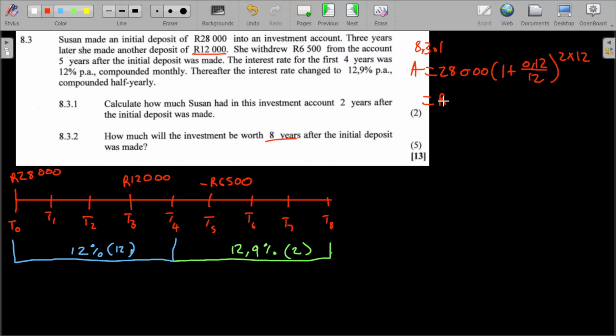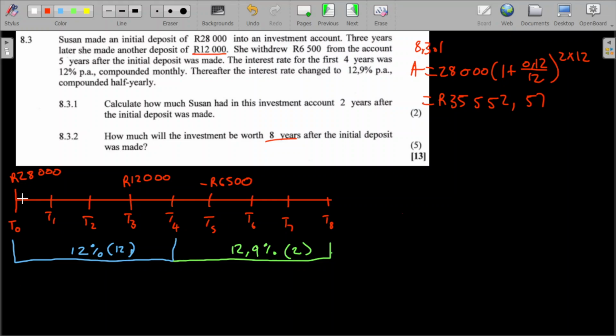So 28,000 times 1 plus 0.12 all over 12, to the power 2 times 12, which means Susan will have 35,552.57. This is the amount Susan will have after 2 years from the initial deposit. Now, how much money will the investment be worth 8 years after the initial deposit? So how much money will Susan have after 8 years? That's basically what the question is saying.